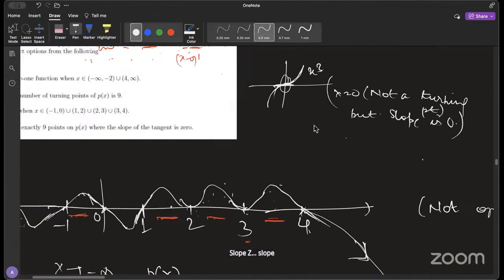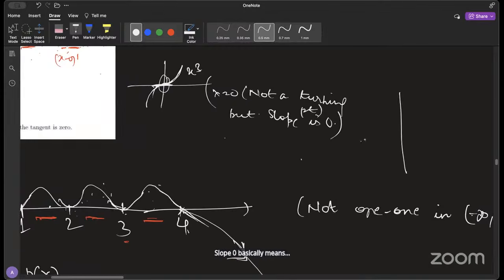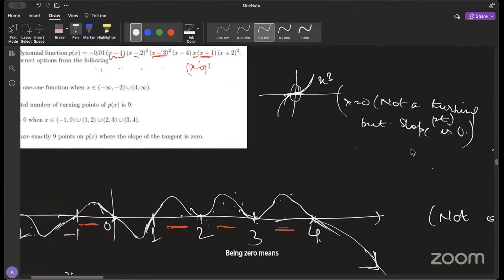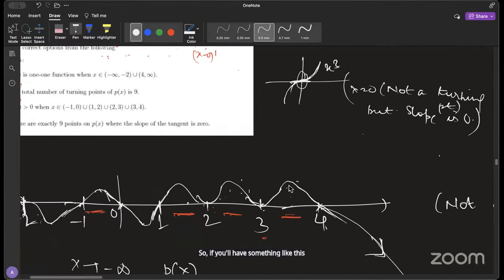Slope 0 basically means, if you have this point on a function, and I take x equals this point, this will be the corresponding point on the curve. If I draw a straight line just touching this curve at one point, it will be parallel to the x-axis. So that's what slope being 0 means. If you have something like this, then your slope should be 0 here, and here, and here, because all of these are parallel to the x-axis.